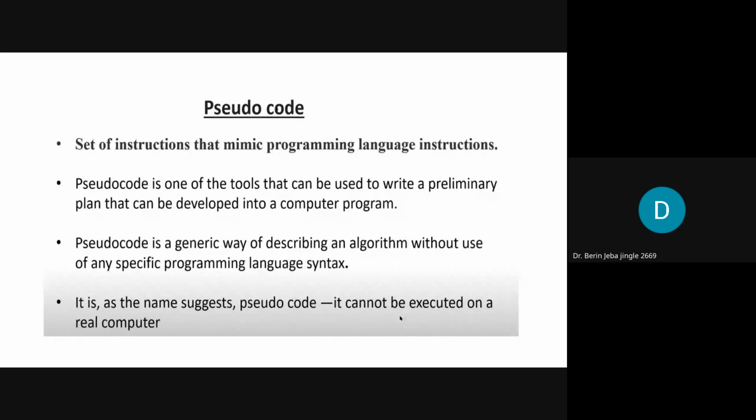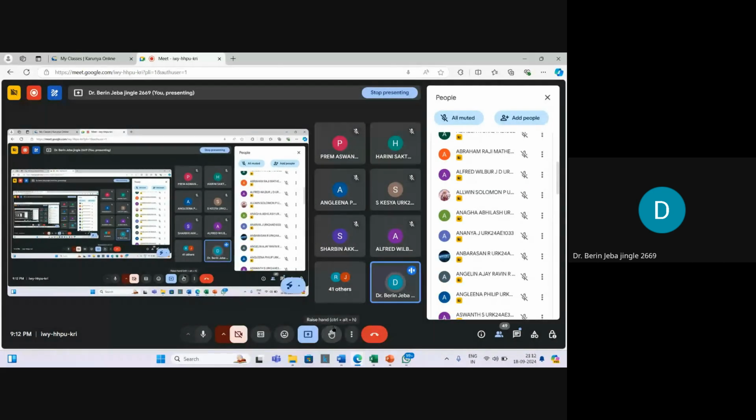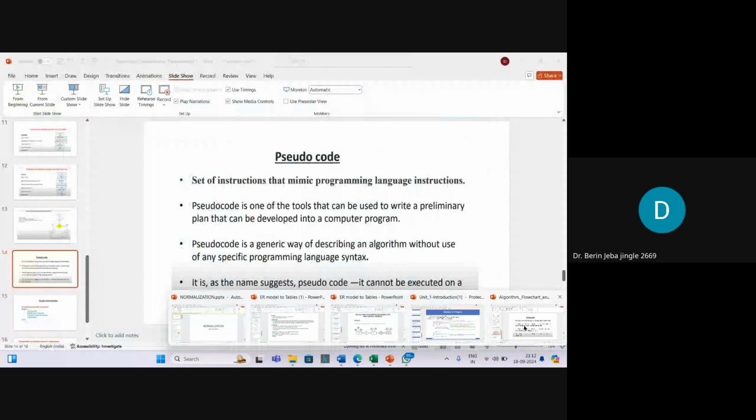Then students, till this did you understand? Next we are going for pseudocode. Till this you understood or not? Did you understand algorithm and flowchart? Did you understand, everyone? Okay. Next we can go for another one thing, this pseudocode.